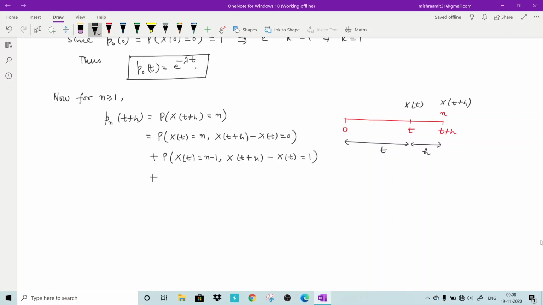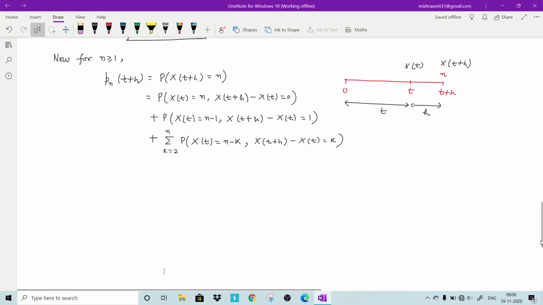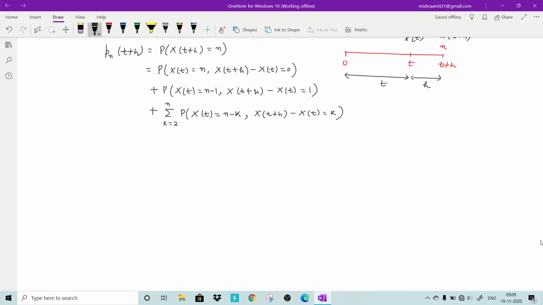So the possibility is that Xt can be n minus k and the increment is k, and this k can vary from 0 to n. Okay, so these are the three possibilities of this probability. Since they are mutually exclusive possibilities, we are adding them.